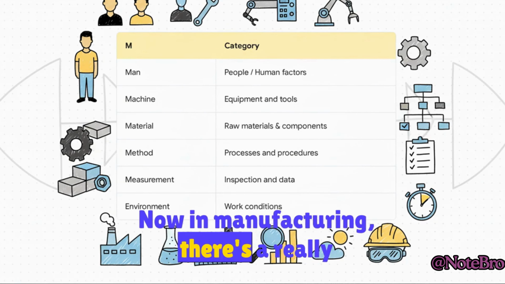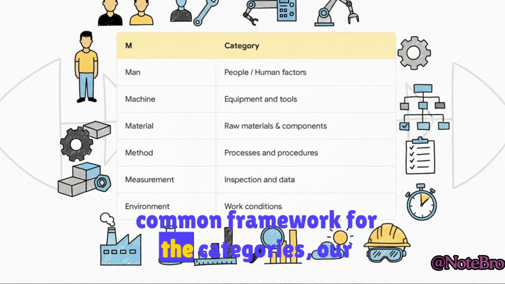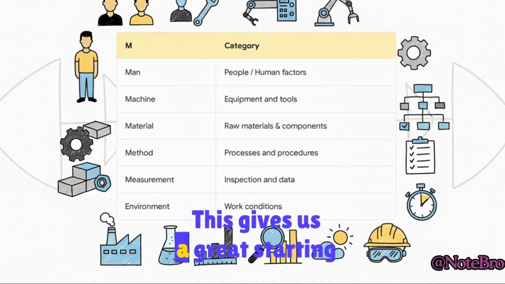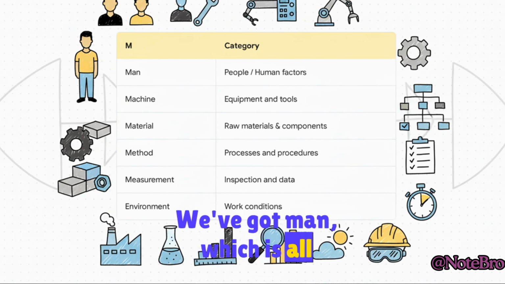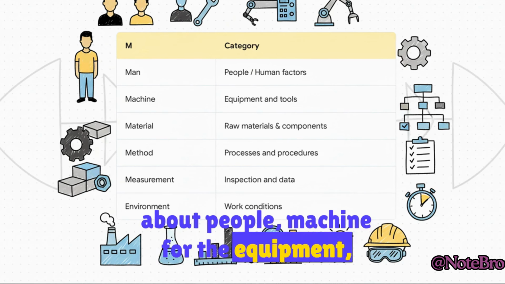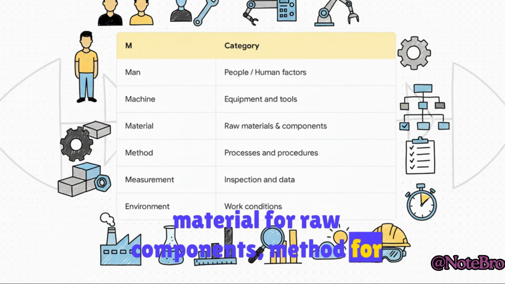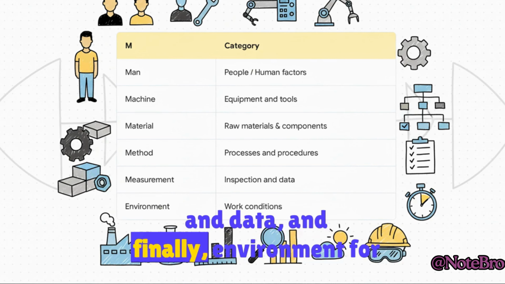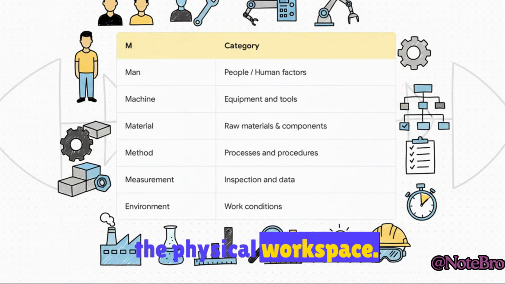Now, in manufacturing, there's a really common framework for the categories, our bones. It's called the 6 M's. This gives us a great starting point. We've got man, which is all about people; machine for the equipment; material for raw components; method for the actual processes; measurement for inspection and data; and finally, environment for the physical workspace.